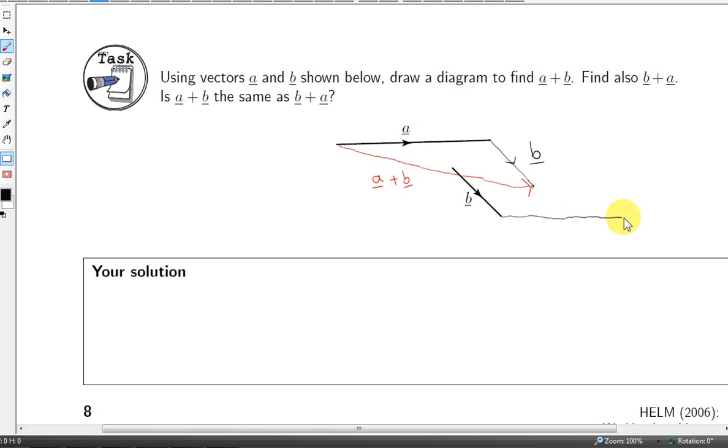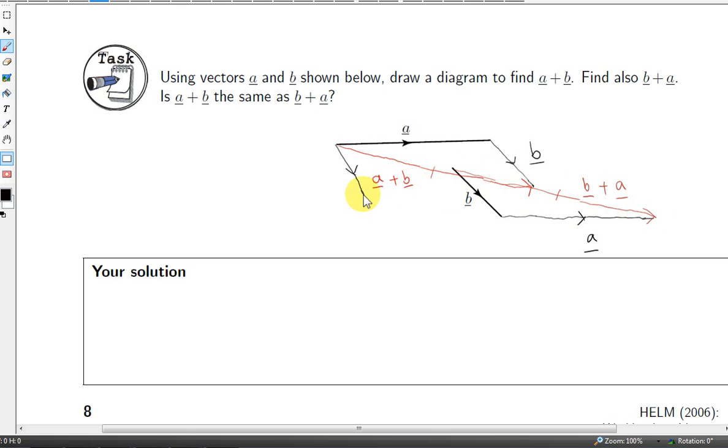So we could move A parallel to itself. So this is meant to be vector A. Now to get the sum of these two vectors, we join the tail of B to the head of A. So here is B plus A. But vector A plus B is the same as vector B plus A. They point in the same direction and they have the same length. So this shows that addition of vectors is commutative. It doesn't matter what order we add the vectors in.